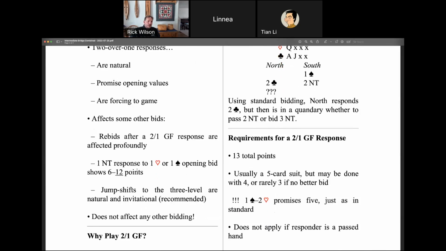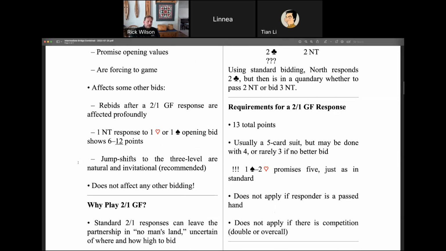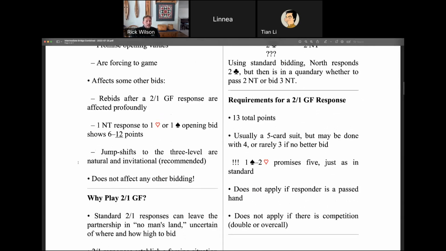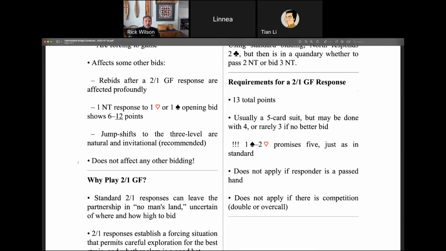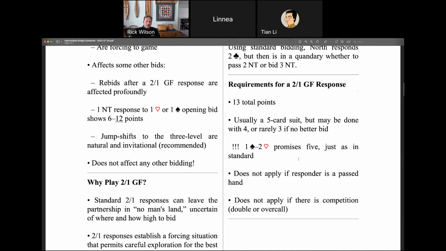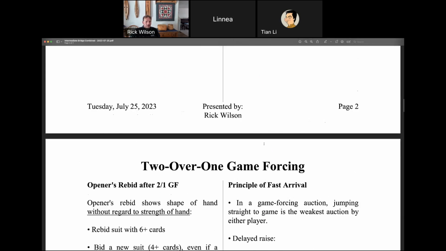So after a major suit opener, a 1 no trump shows 6 to 12 points. And it doesn't affect other bidding. And then distinction, usually a 5-card suit, but can be done with 4, rarely 3. But 1 spade, 2 hearts promises 5 hearts specifically, just like in standing. It is off if there's competition with a double or an overcall.